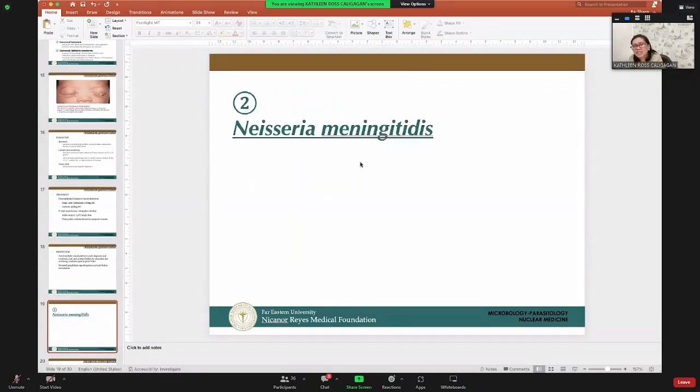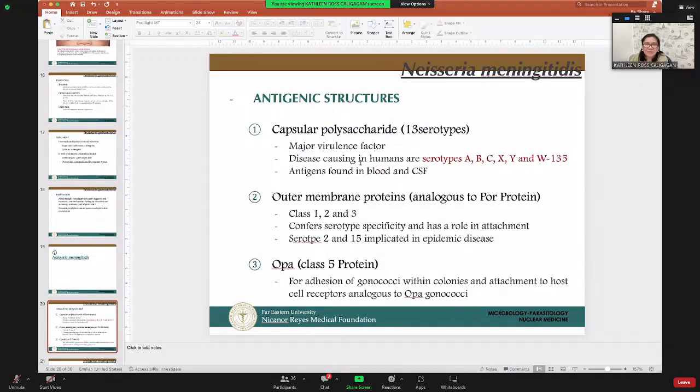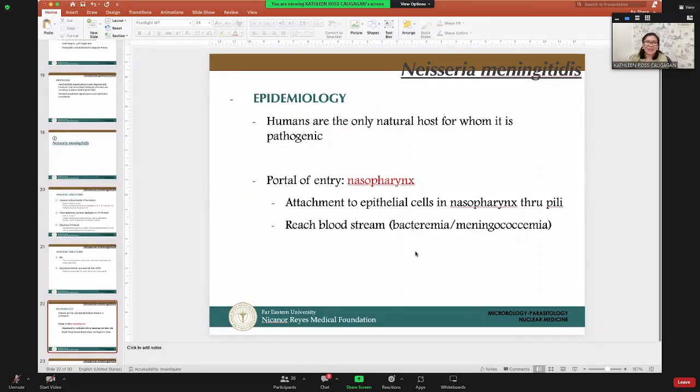And the second species, Neisseria meningitidis, the antigenic structure, the capsular polysaccharide with 13 serotypes as the major virulent factor. The serotypes causing disease in man are A, B, C, X, Y, and W135. So please take note of that. And okay, so just read the other antigenic structure. Let's move forward to epidemiology.